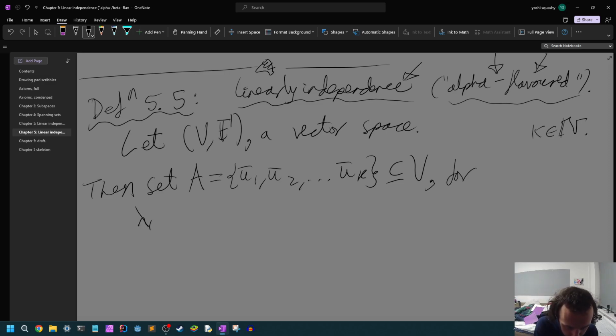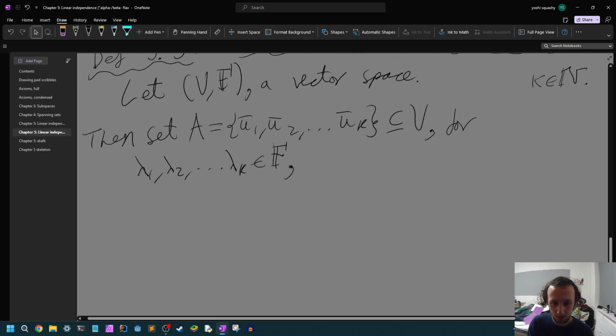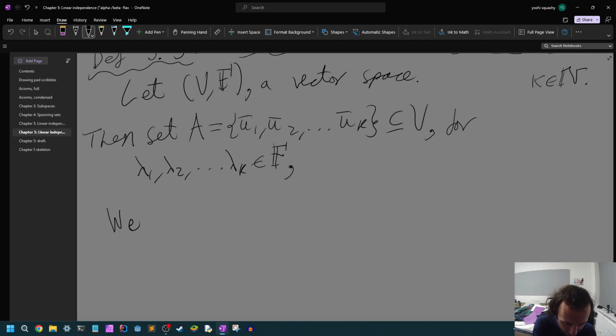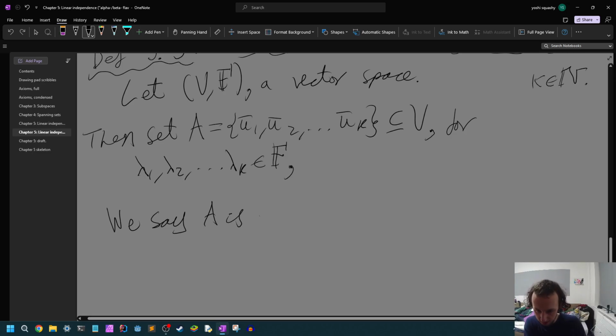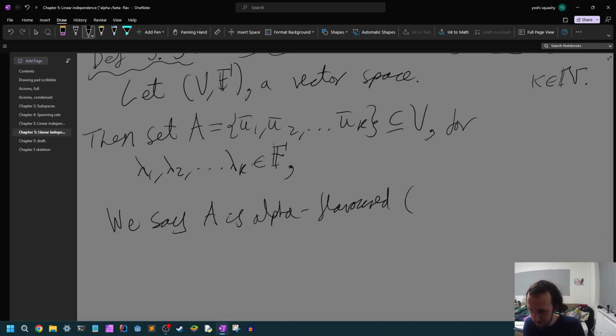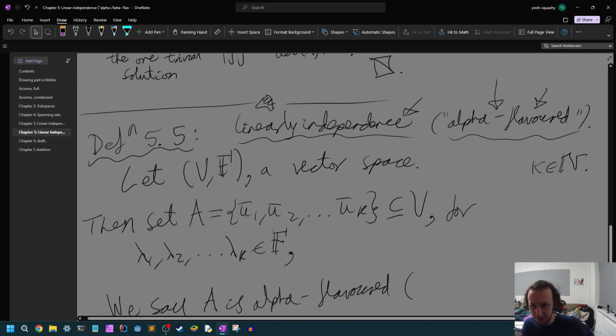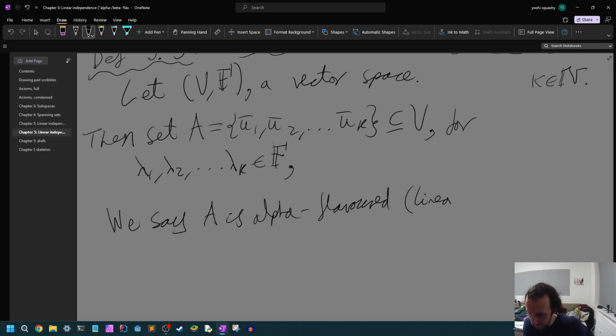Then we're going to bind some variables here. We're going to say for lambda 1, lambda 2, up to lambda k, so we've got as many scalars here as we have vectors in set A, from the field which the vector space is over. So for these scalars and for this set, here's the punchline. We say A is, now I'm going to use my terminology, A is alpha flavored, or to use the posh words, linearly independent.